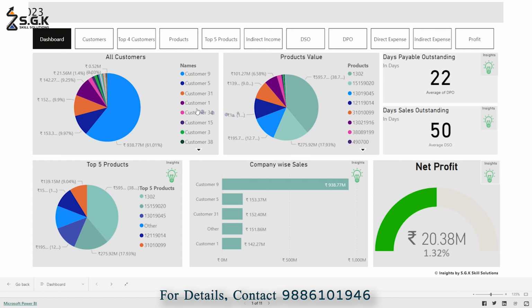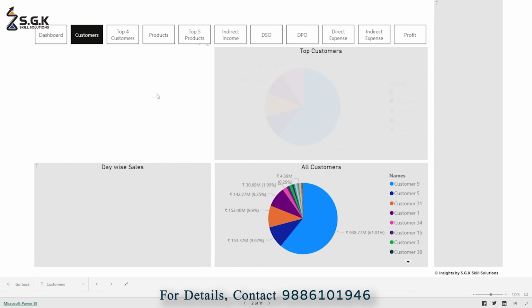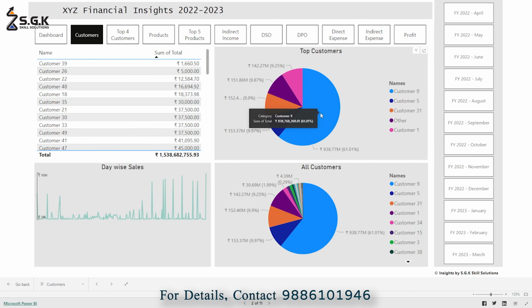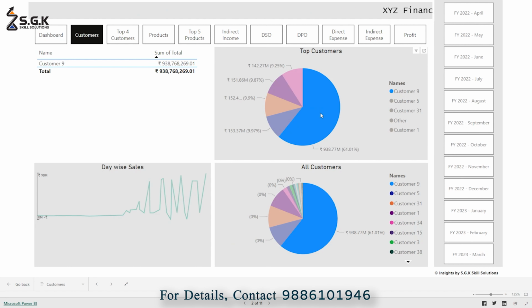Let us take your attention to customers. When we click on the customer tab, we see a visualization where customer 9 is the most prominent. For us to understand more about customer 9, the visualizations are very interactive, which helps us understand all the related details of customer 9. In fact, once we click on customer 9, the day-wise sales change.